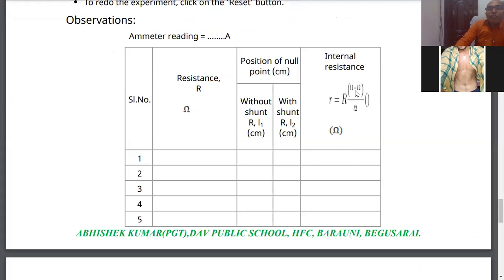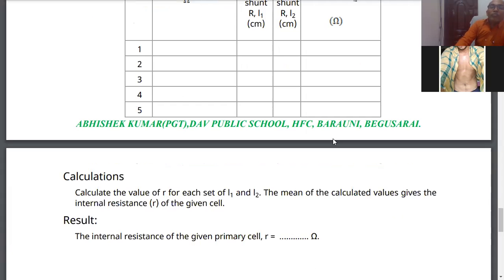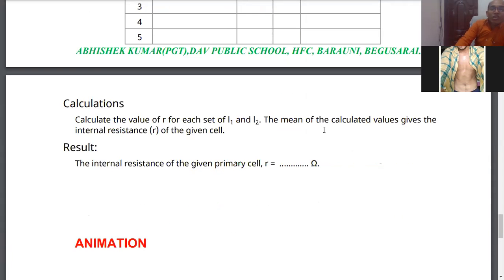So placing the values of L1 and L2 from this column and R from this column, we can calculate the value of internal resistance r in this column, and in this way we will get 5 readings or 5 values of internal resistance. After completing the experiment, we can calculate the mean value of the 5 values, and that mean value will be the true value of the internal resistance of the cell.